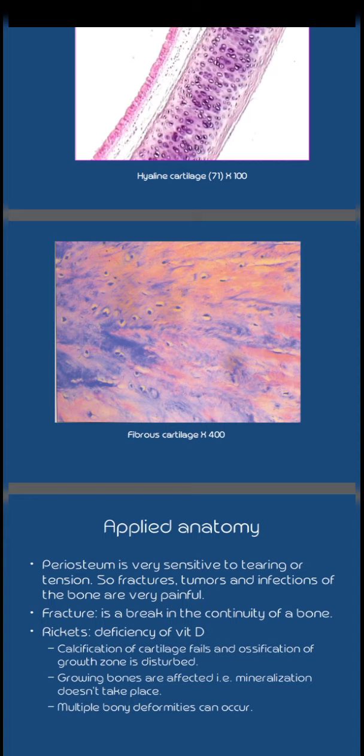Rickets is a condition in which there is deficiency of vitamin D, hence the deposition of calcium into the bones is faulty, and calcification of the cartilage fails, ossification of the growth zone is disturbed, bowing of bones takes place, growing bones are affected, mineralization, calcification does not take place. Multiple bony deformities can occur, such as bowing of bones.